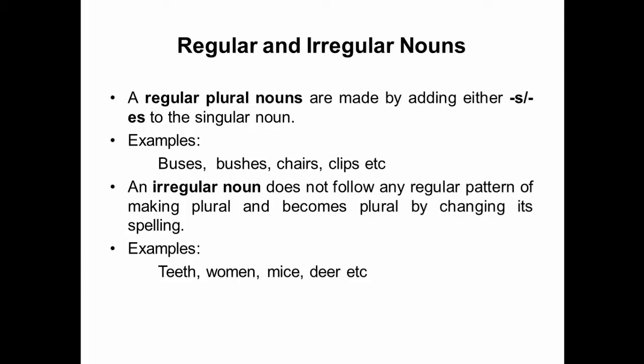But there are certain nouns which are irregular in their plural form, and they don't follow any regular pattern. They don't take the addition of s or es. Instead, a totally new word and a new spelling comes as the plural of that noun. For example, teeth is the plural of tooth, women of woman, and mice is the plural of mouse. Deer is the same in both singular and plural forms. So this is the difference between regular and irregular nouns.